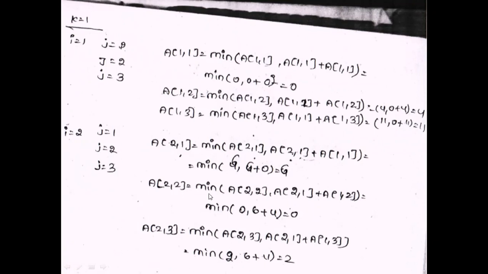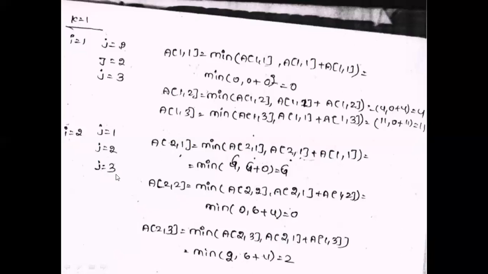Next, A of 2 comma 2: the minimum of A of 2 comma 2, which is 0, and A of 2 comma 1 plus A of 1 comma 2, which is 6 plus 4, so 10. Which one is minimum? 0 comma 10, so the minimum value is 0. So A of 2 comma 2 is 0. Next, 2 comma 3.